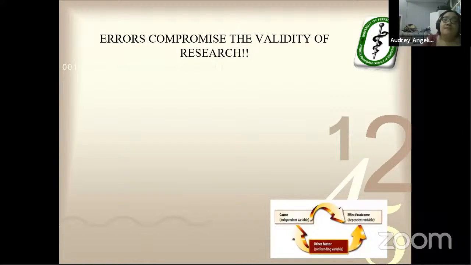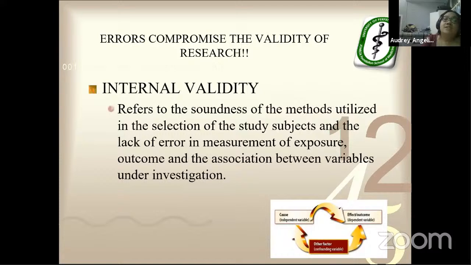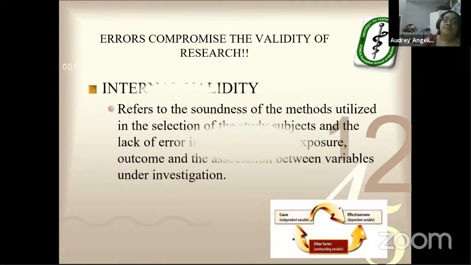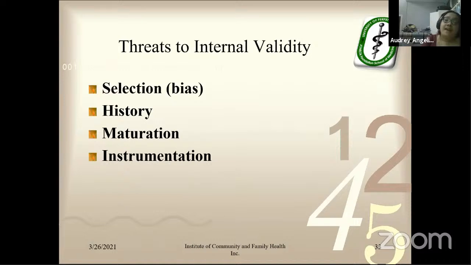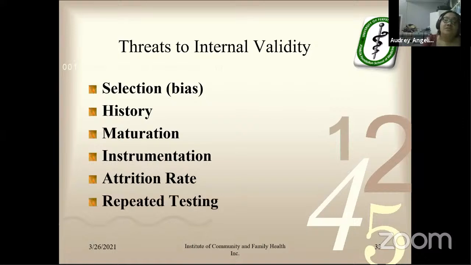So it is important for you to minimize errors because it compromises the validity of research. It will affect your internal validity. This is the soundness of methods utilized in the selection of the study and the lack of error in measurement of exposure, outcome, and association between variables under investigation. So, threats to internal validity will be as follows: your selection bias, your history, maturation, instrumentation, and attrition rate, as well as repeated testing.